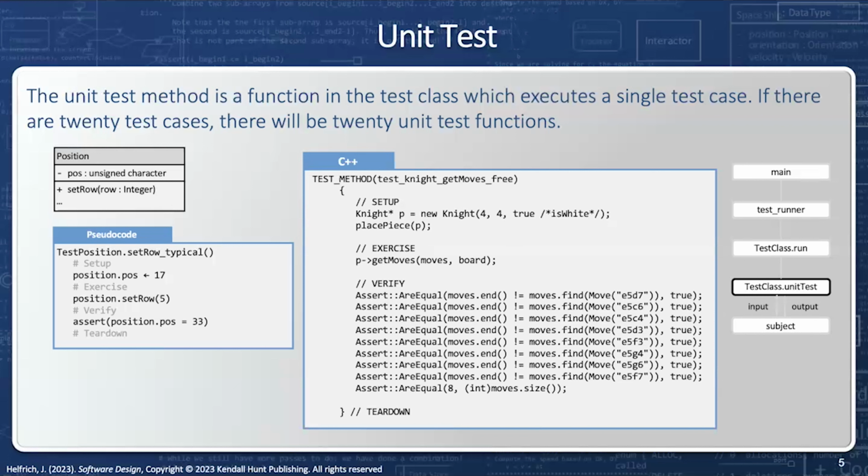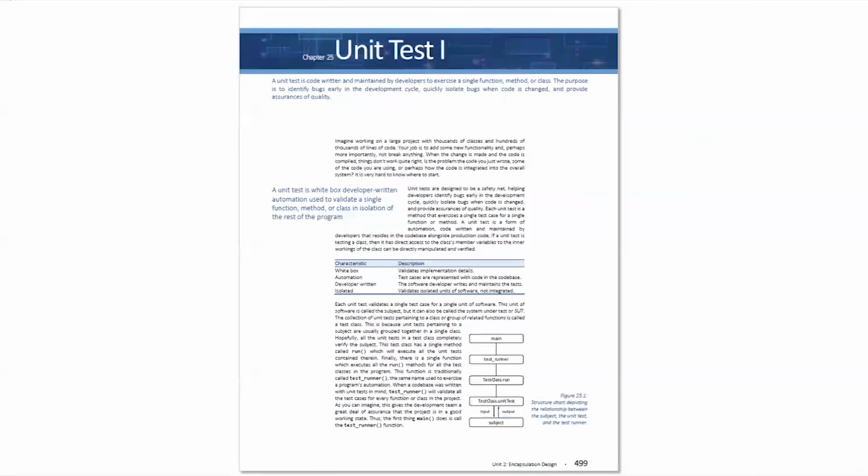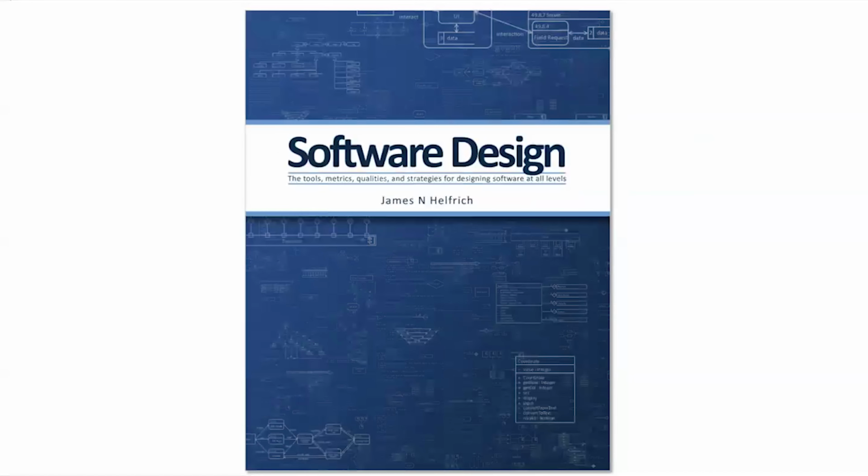My setup, I'm going to create a knight, put it on the board, exercise it to get the moves and verify that all the moves are exactly what I expect. We can learn more about running unit tests in the test runner section of the unit test chapter of the software design textbook.